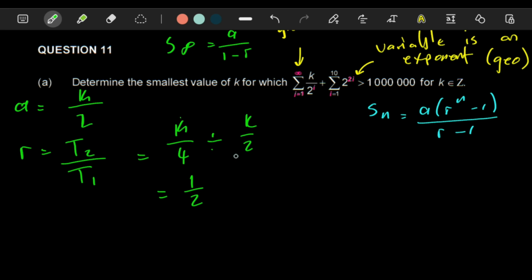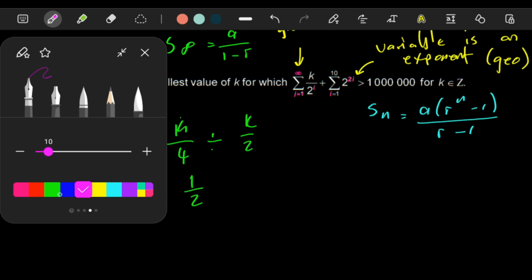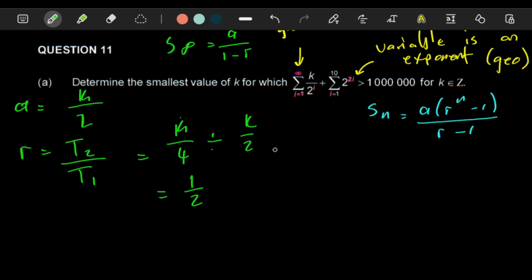If you simplify, because you're going to flip this over, and then the k's are going to cancel each other out. Here, let me put an extra step, just in case the peeps may be asking, bro, how did you get a half? So obviously, you're going to get times 2 over k there, and then a half. That's your value for r.